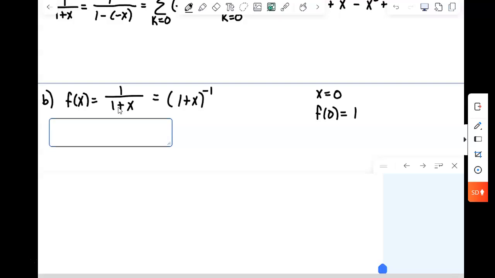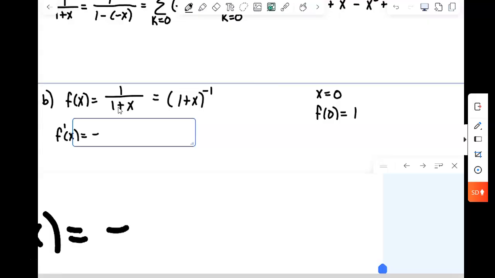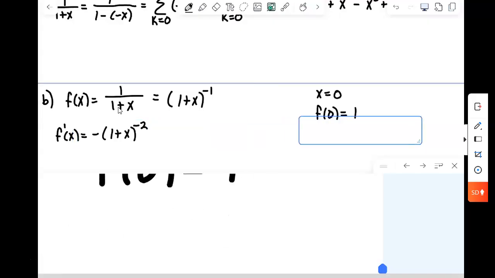Okay. And then we need to compute some derivatives here. So f prime of x, we would multiply by the exponent. We have minus 1 plus x, and it would now be to the negative second power. We then evaluate that at 0.